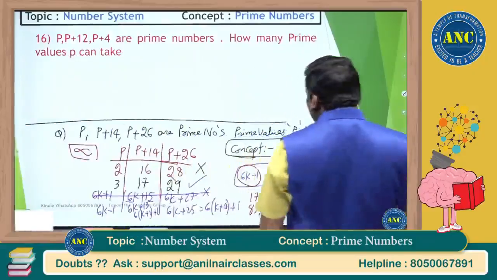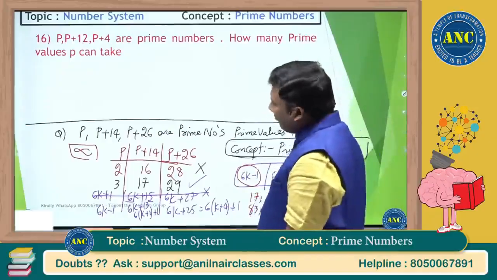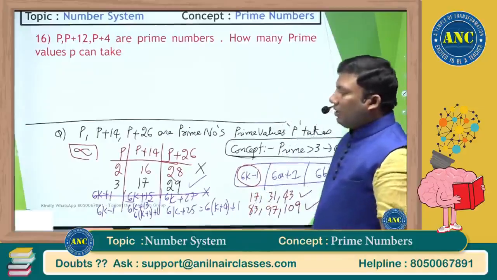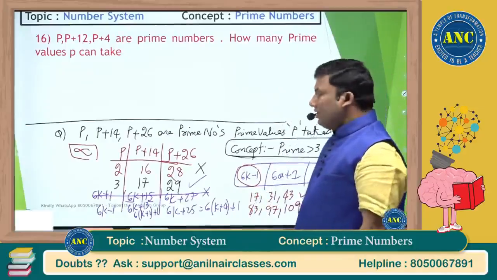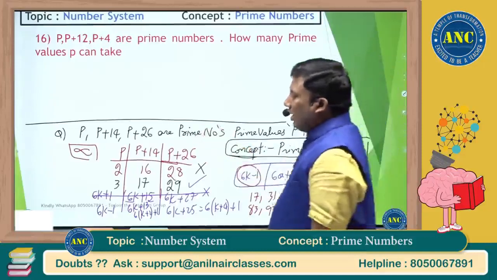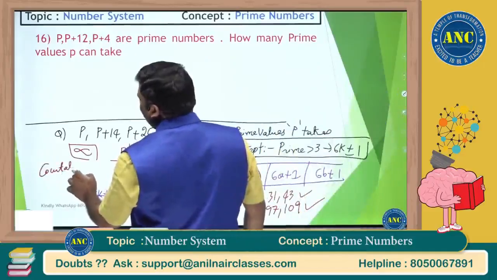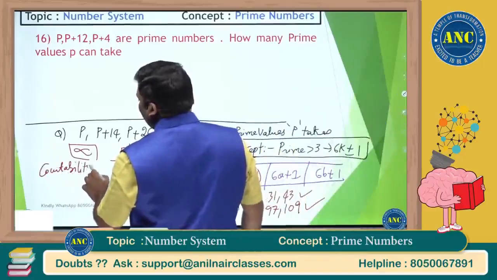In 2 digits only I got 2 numbers. In 3 digits there could be some numbers. I hope the idea is clear, right? So 2 digits, 3 digits, 4 digits. It is infinite, which we call countably infinite, since there is no upper limit on P.